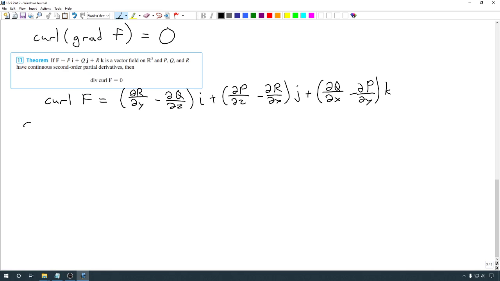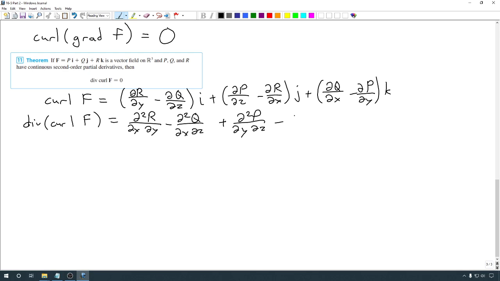If we then take the divergence of that, we're taking the x derivative of this first x component. Basically, we'll end up with the second derivative of r with respect to first y and then x, because now we're taking the x derivative of it. Then we have the second derivative of q with respect to z and then x. Then we do the same thing with the other two. We take the derivative with respect to y, derivative with respect to z. So here we have the second derivative of p with respect to z and then y, minus the second derivative of r with respect to x and then y.